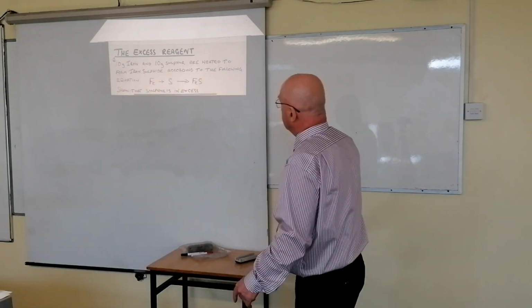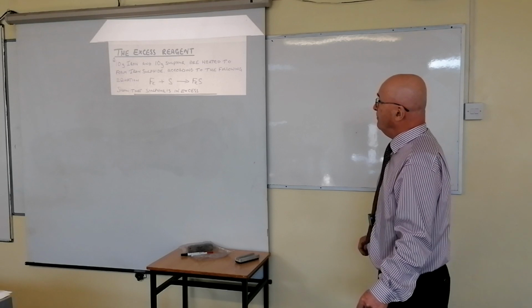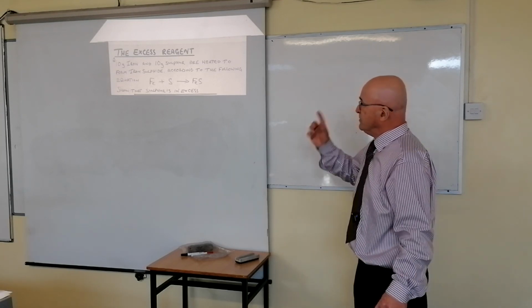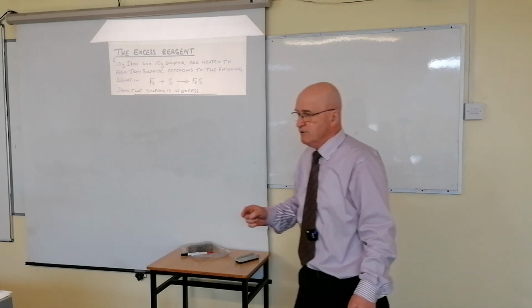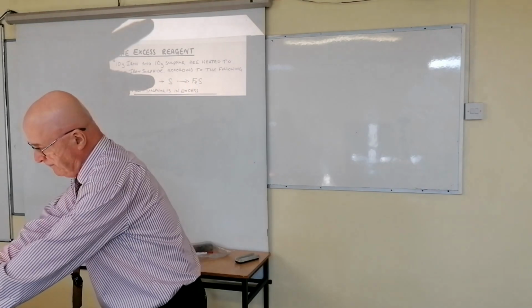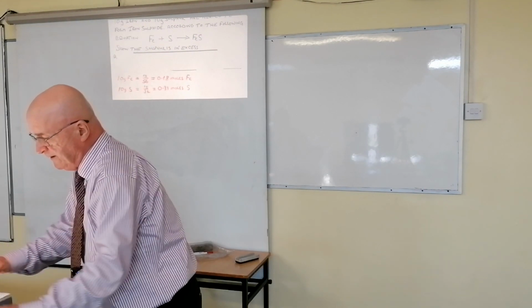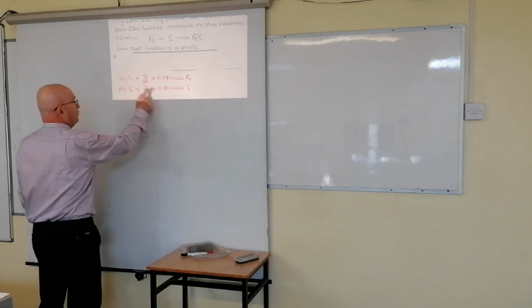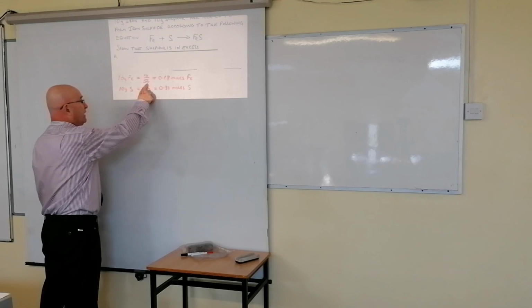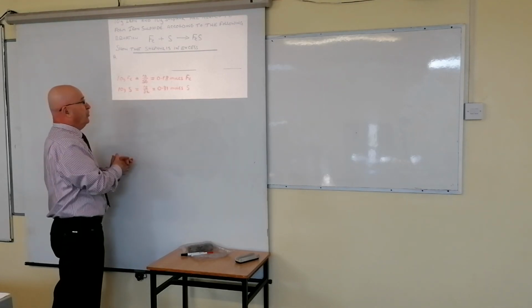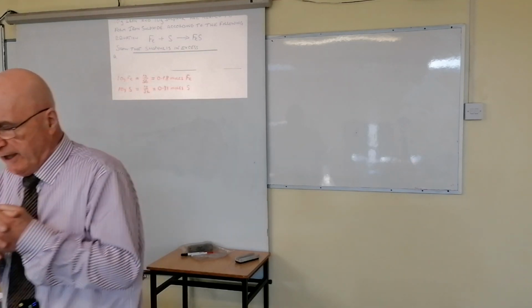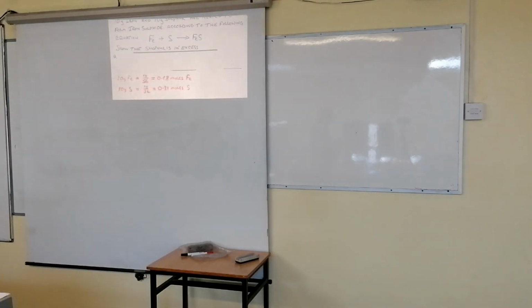10 grams of iron and 10 grams of sulfur are heated to form iron sulfide according to the following equation, and you're given the equation. Show that sulfur is in excess. Here is the first step. Will you record that, please? 10 grams of iron. You convert grams to moles by dividing by the Ar. Iron is 56, and therefore 0.18 moles of iron.